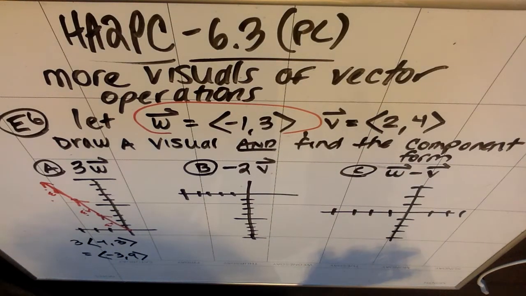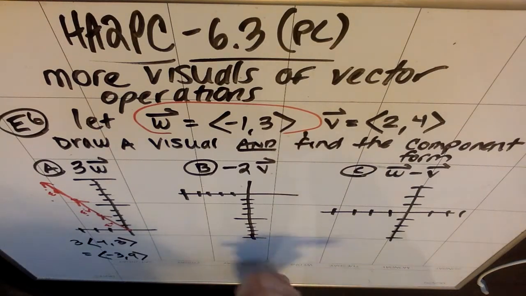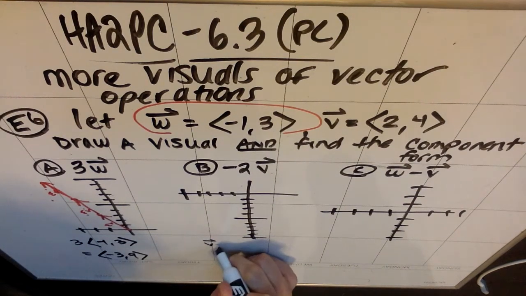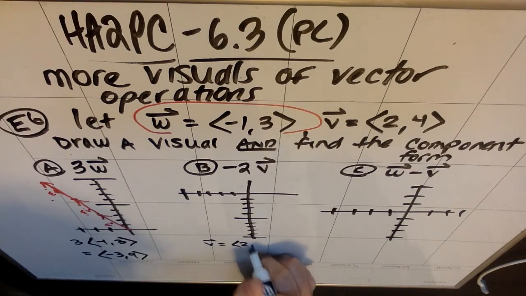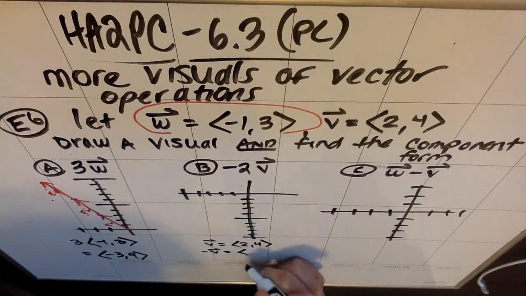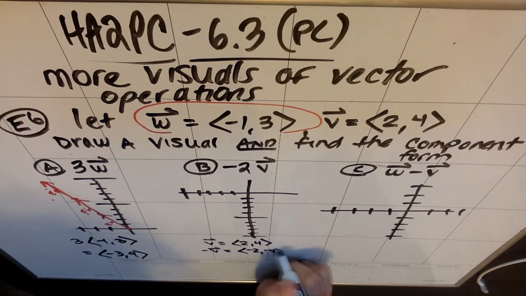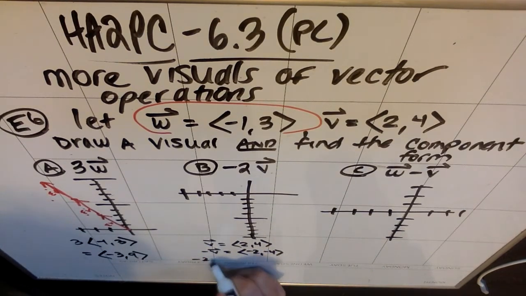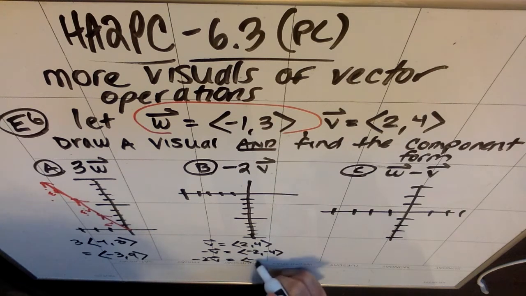Now this is tricky because it's the opposite direction of v. What I want you to notice is that if v is 2, 4, then -v is literally going to go the opposite direction. So -2, -4, which means -2v would end up being -4 and -8.